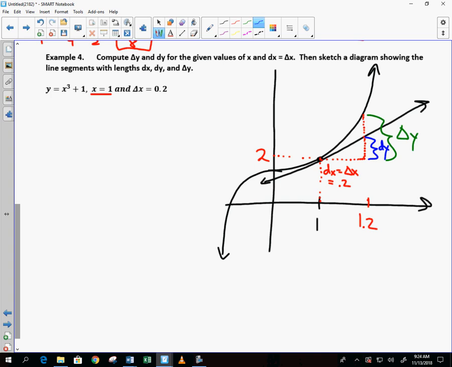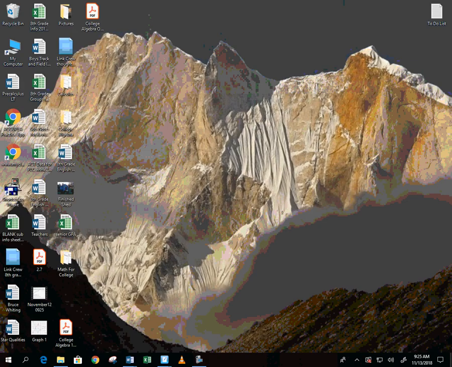Okay. So we're almost ready. There's just one last thing that I would like to do with you. If you plug in 1.2, could I determine the output at that spot? Yeah, let's figure out the output at that spot. We'll take our calculator. We'll take 1.2 and cube it.